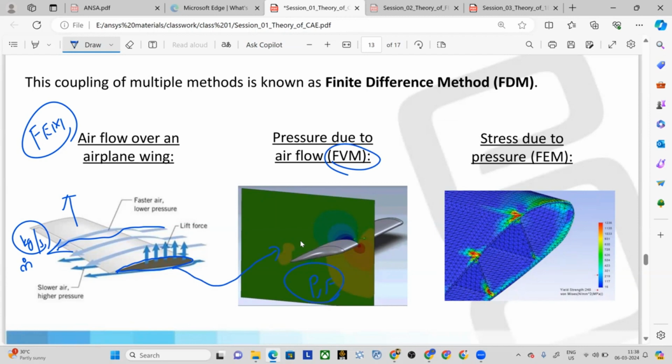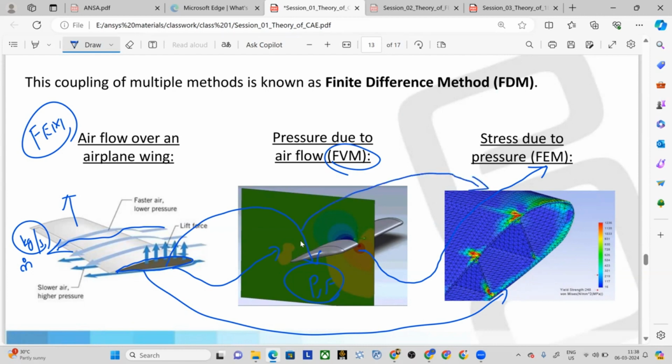Now, after finding out the force, I can take this model and couple it with the finite element method, where I can analyze the stress distribution. This is nothing but a coupled problem. I can't directly find the stress. Instead, I'm finding some other output parameter relevant to stress, which is pressure or force, and then I'll convert this into the finite element method. For coupled problems, you will generally use the finite difference method as a mathematical technique.